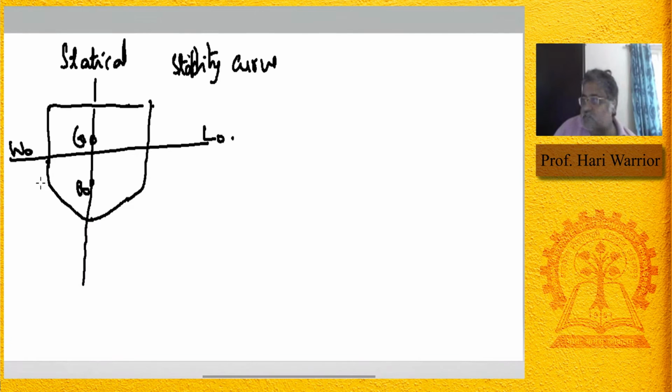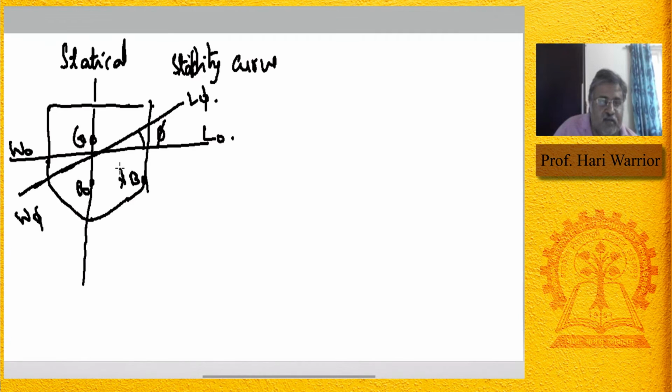Let us assume that the ship heels by a small angle. Let's say wind acted, and the ship heeled by a small angle like this into W phi L phi. This is its final position, W phi L phi. It has heeled by an angle phi. So when it heeled, B0 moved to B phi. And from B phi, I draw a vertical which hits here at the metacenter M.